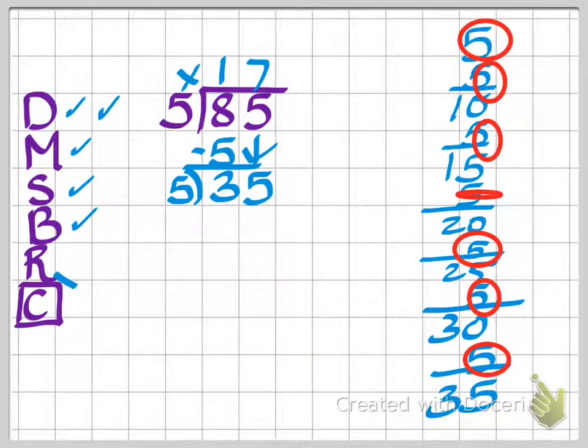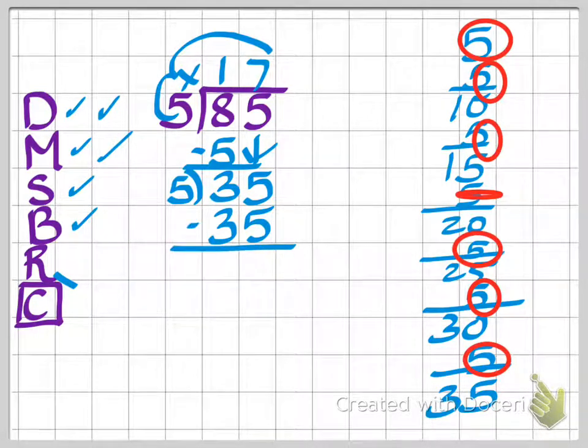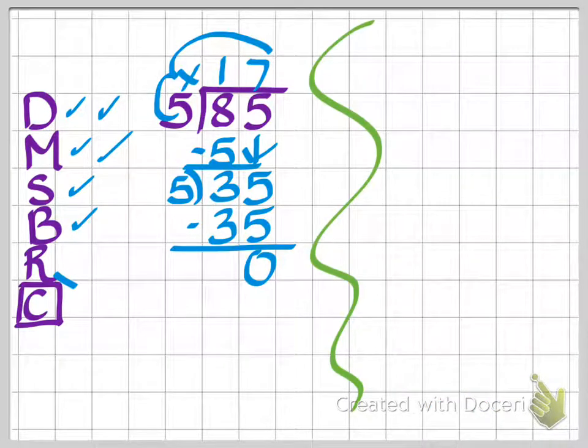Now we have to multiply. We're going to say 7 times 5, which is again 35. Now we have to subtract. 35 take away 35 is 0. Now there isn't any other numbers right here. There's nothing else there. So we don't have to repeat. And this is a 0, so there's not a remainder. There's nothing left over. So all we have to do now is check our work, which is as easy as pie.